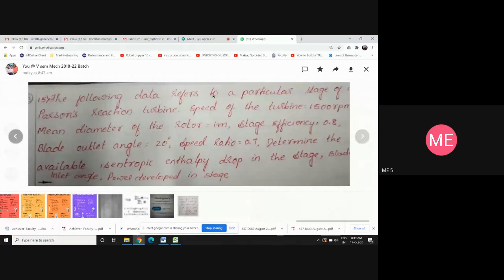The following data refers to a particular stage of a Parsons reaction turbine. Speed of the turbine is 1500 RPM. Mean diameter of the rotor is 1 meter. Stage efficiency is equal to 0.8. Blade outlet angle is 20 degree.